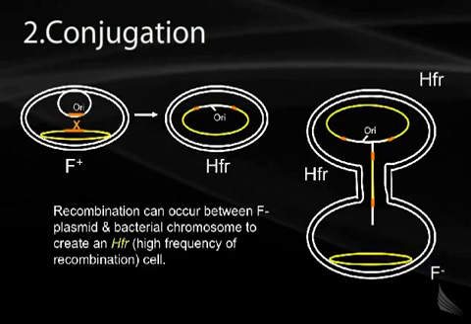Sometimes in conjugation, the F pilus gene, or the gene that's transferred, undergoes high-frequency recombination and integrates into the bacterial genome. When recombination occurs between the F plasmid and the bacterial chromosome, it creates a high-frequency recombination cell. Therefore, it's now integrated into the bacterial genome.